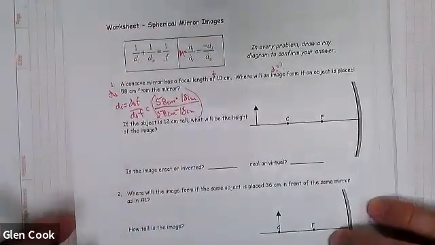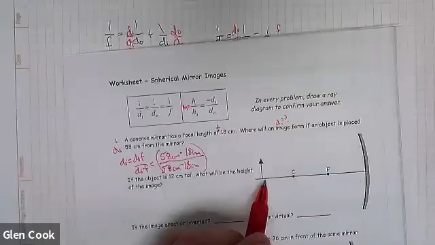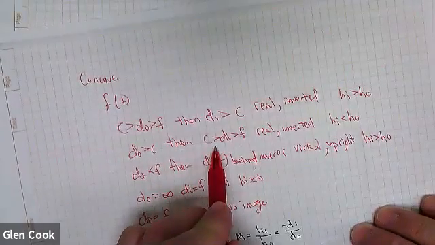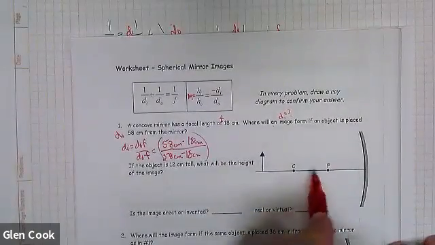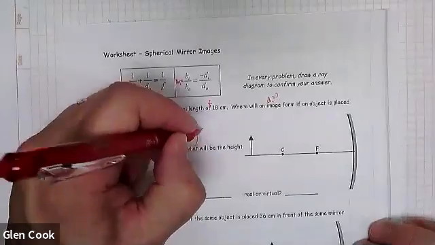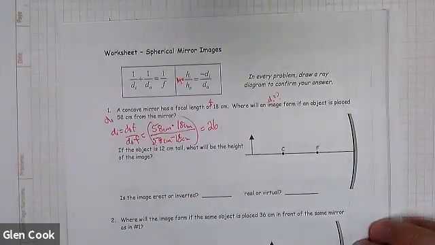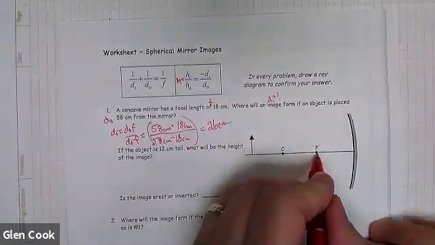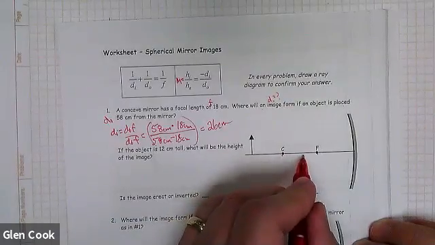So let's look at the other thing I gave you. For this case, we have DO is greater than C, right? So if DO is greater than C, we expect the image to be somewhere in here. So what is this number? 26, I believe. 26 centimeters. And if this is 18, this is 36, that makes 26 somewhere in here, right?